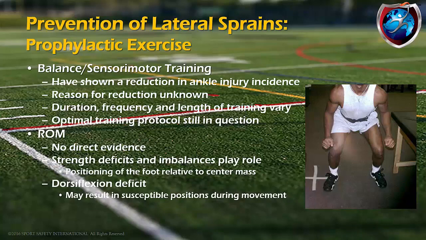The duration, frequency, and length of training programs reported may range from 10 minutes to 1 hour per session, repeated 1 to 7 times per week, and performed 3 to 12 months. The optimal training protocol is still in question. There is no direct evidence to suggest that addressing range of motion or strength should be considered strategies to prevent ankle injury. Strength deficits and imbalances may play a role in vulnerable positioning of the foot relative to the center of mass during movement, adding to the risk of ankle injury.